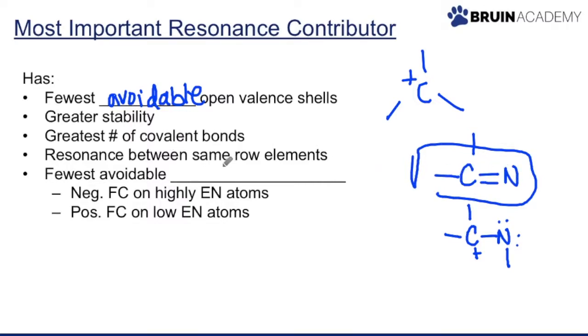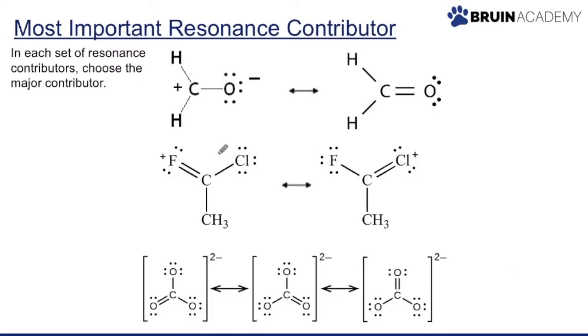And you also want the fewest avoidable formal charges. So I'm going to put an FC here to represent formal charges. And if you do have to have formal charges, you want the negative formal charge on a highly electronegative atom and a positive formal charge on the less electronegative atom. The reason for this is if you imagine something like oxygen might be better able to accommodate a negative formal charge since it's pretty electronegative, as opposed to something like carbon, which might not be able to handle these negative charges as much. And so you wouldn't want a negative formal charge on this one necessarily if you had to pick one.